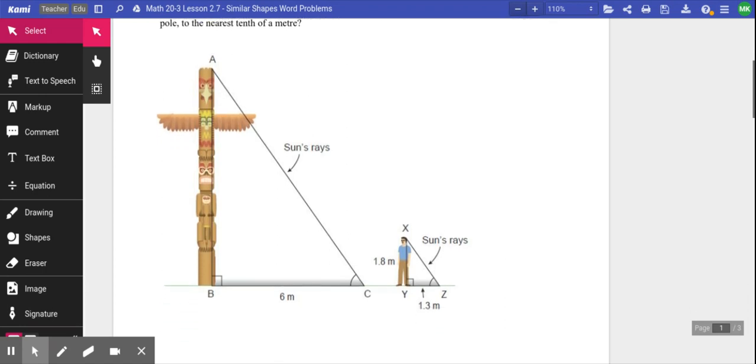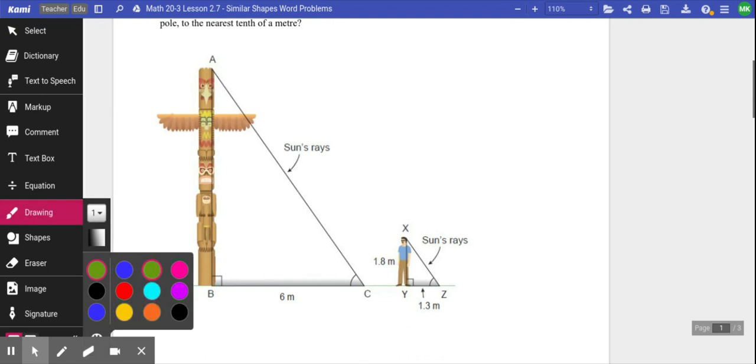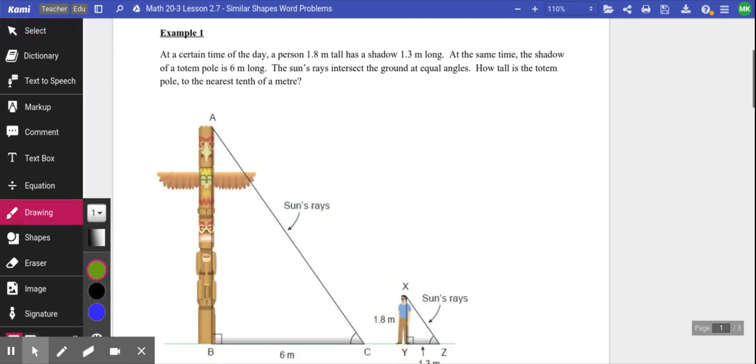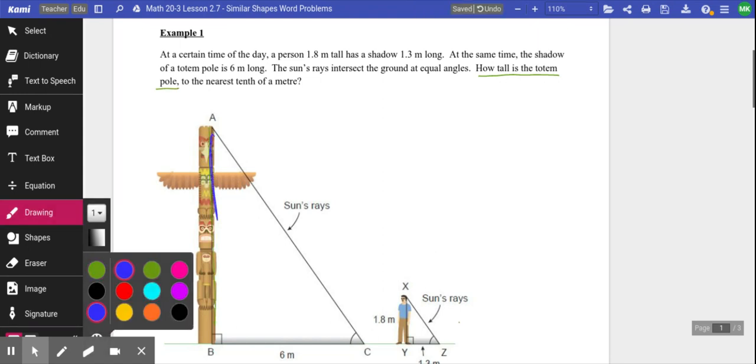With word problems, I would want to underline what they're asking you because sometimes it's not always obvious. This one's right at the end. It says, how tall is the totem pole? That means they're looking for this length right here. I'm going to do it in blue so it stands out a little better. They're asking you for that side of the triangle. Oh, this is so confusing. It's not going to be bad.